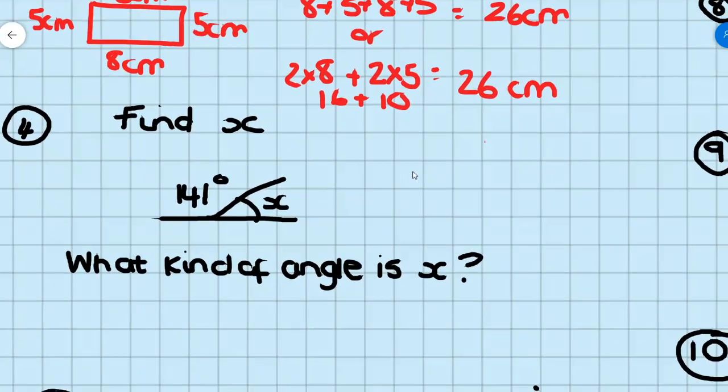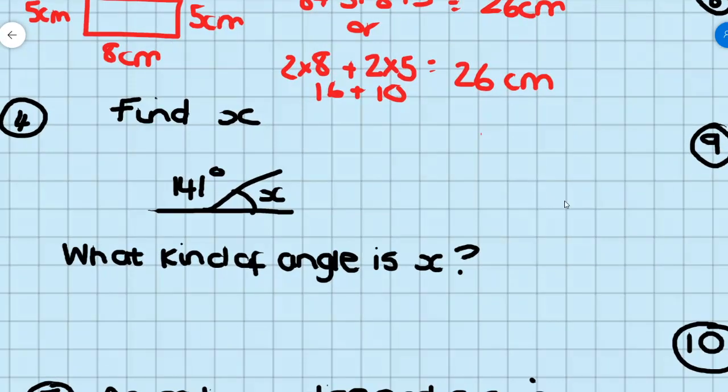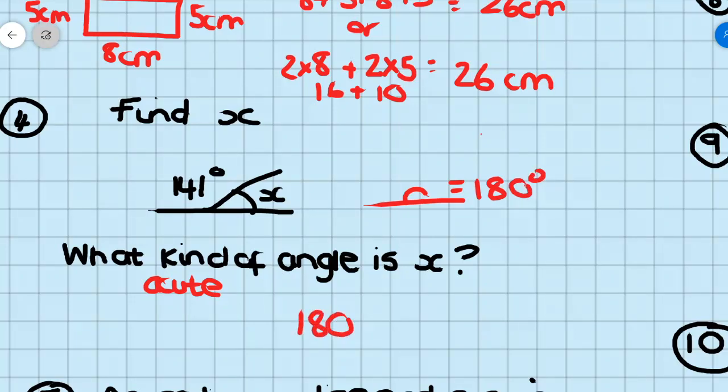Okay, number 4 then, I've got finding a missing angle, and it's asking me what kind of angle is x. So before I even answer that problem, what kind of angle is x, I can see it's less than a right angle, so it's an acute angle. And I know that angles on a straight line add to 180 degrees. So I've got 180 minus this bit's 141 is 39 degrees for x.